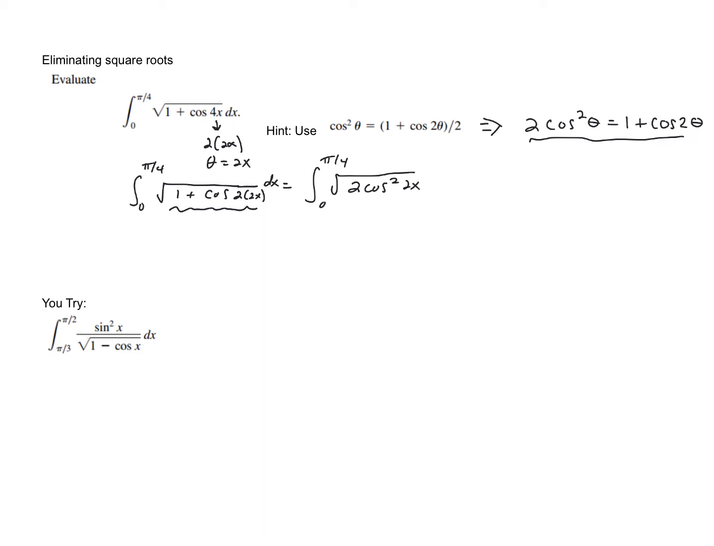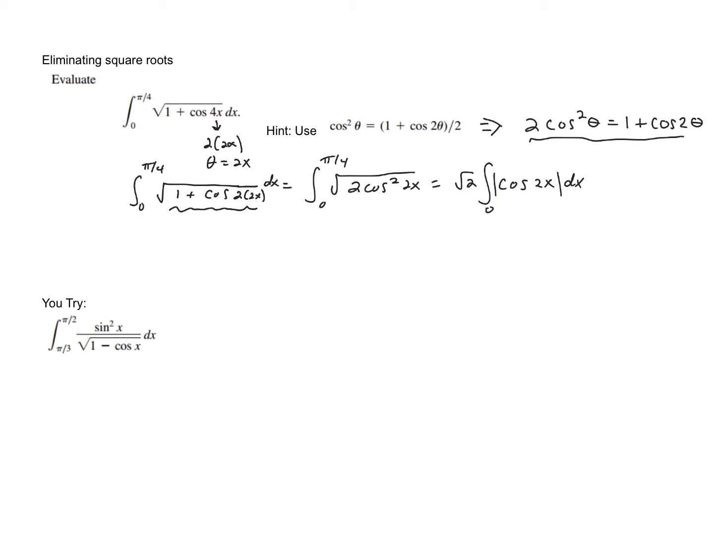Okay, so now we can split this up and put the square root of 2 as a constant on the outside, and the square root of cosine squared is cosine. Don't forget that when we take the square root, because the inside needs to stay positive so that this stays in the real numbers, we officially put absolute values around it.